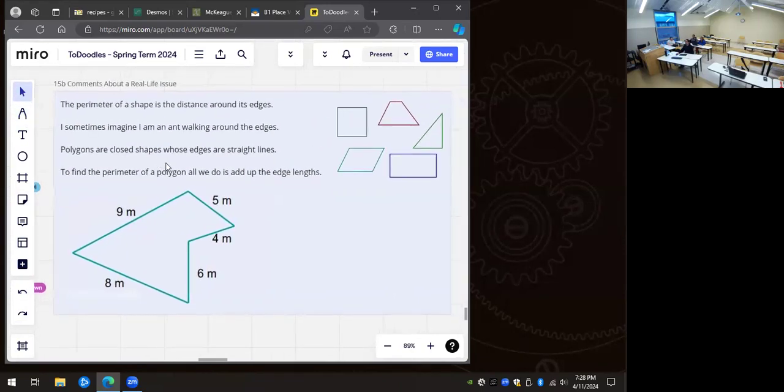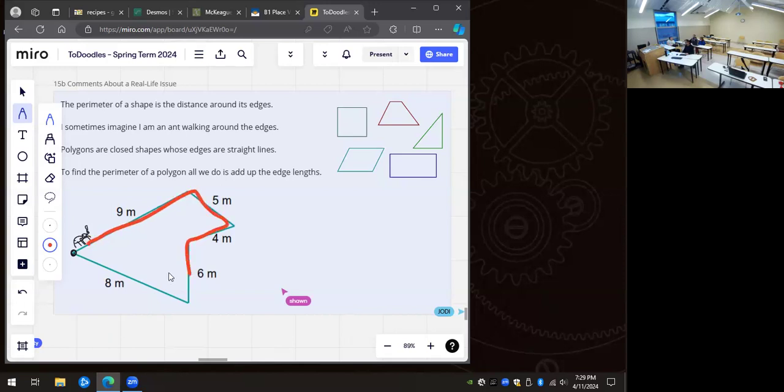Okay, on to what we're really doing. So we talked about adding. And the perimeter is the distance around its edges. Some people like to think about tape measures or a string or things like that. What helps me sometimes is to picture that I'm an ant. I'm gonna pick one corner to start at. And I'm some kind of ant. And then I'm gonna walk all the way around the edge.